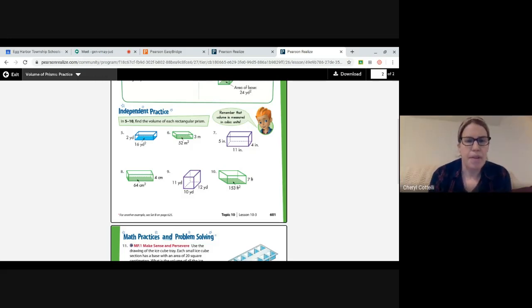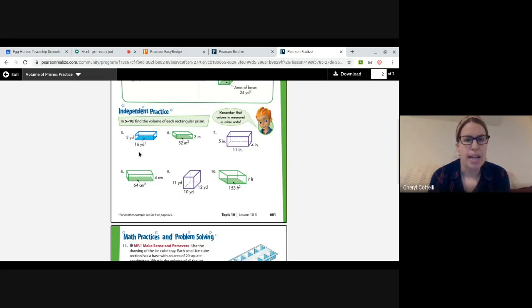So if you think of area, back in fourth grade, you learned about area, and the formula was length times width. Well, length times width also gives you the base in a rectangular prism. So all you have to do is multiply base times the height. So 16 times 2, which would be 32.